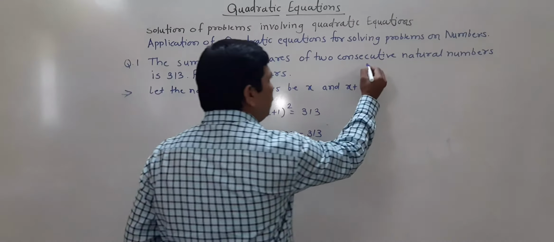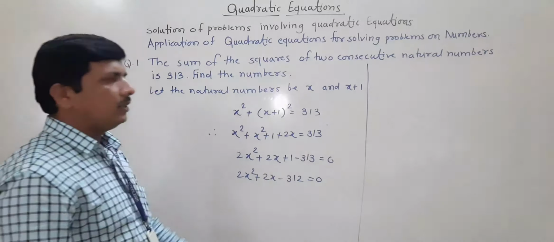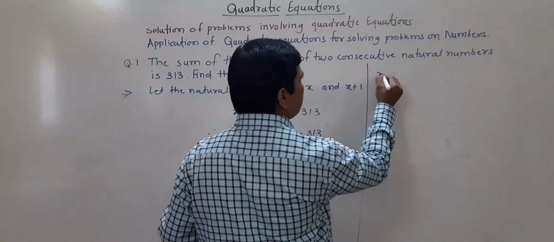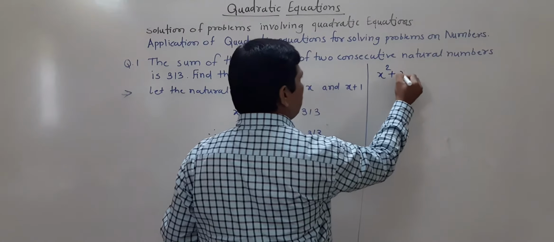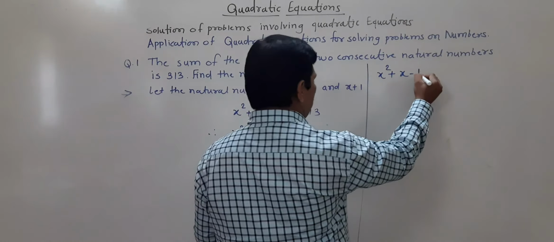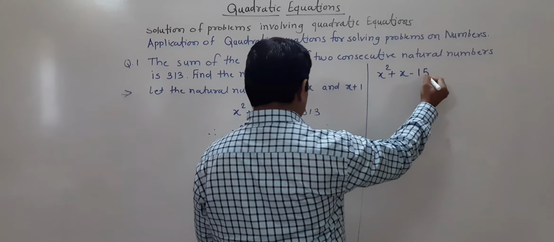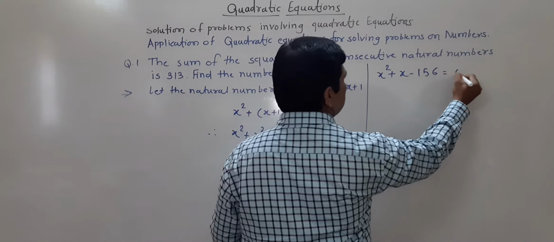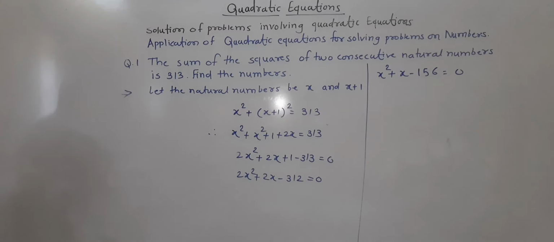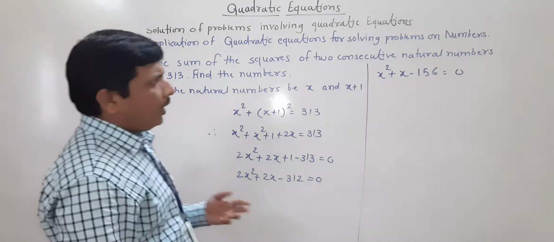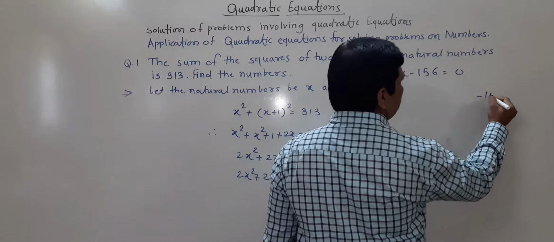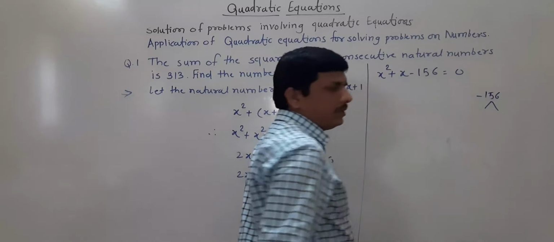If I divide all the three terms by 2, then what will I get? I will get x square plus x minus 156. Okay, so now we have to factorize it. So minus 156 we need to factorize.